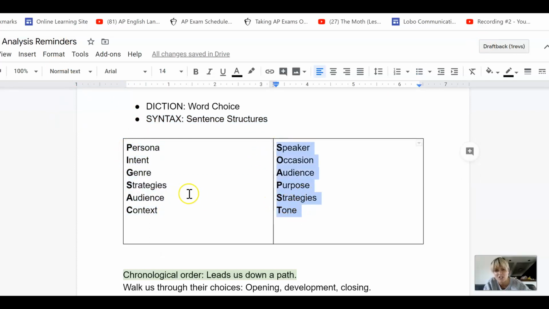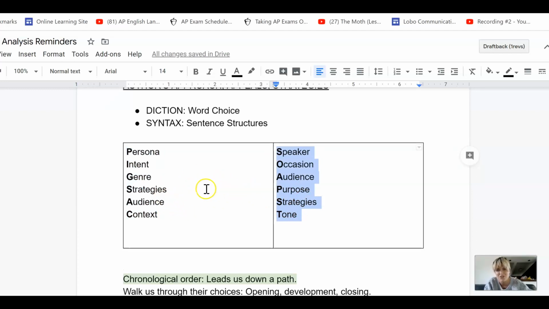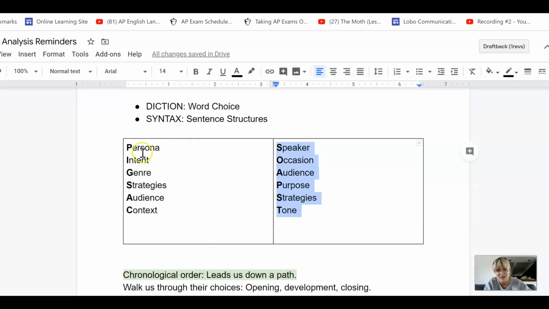These are just two basic acronyms to help you focus on rhetorical analysis. I like to keep at least one of these in mind when I'm doing it and make sure you're focusing on all this stuff. So PIGSACK is an option. Persona, like who's the speaker? What are they intending? What's the genre? Is it a letter or is it a movie? The strategies that they have and are available to them, the language choices, right? And then who's the audience and what's the context? So PIGSACK, if you like saying PIGSACK, there you go.